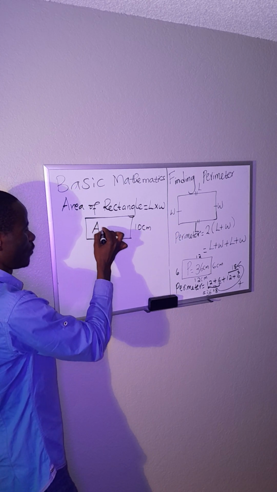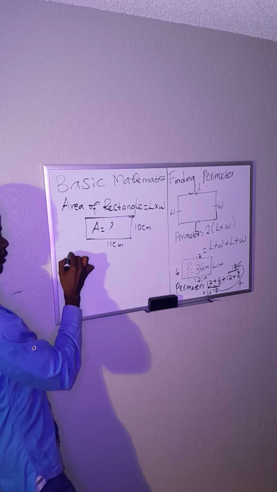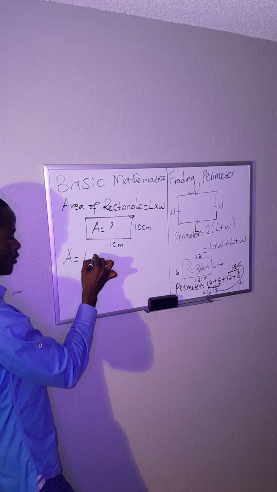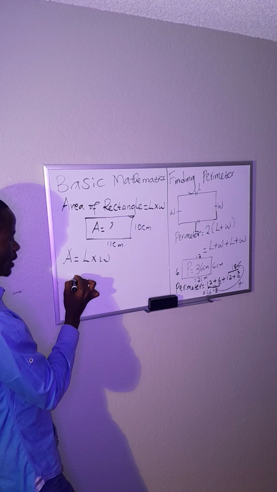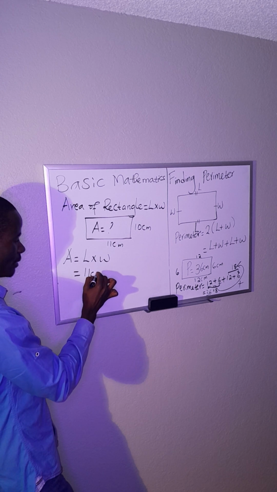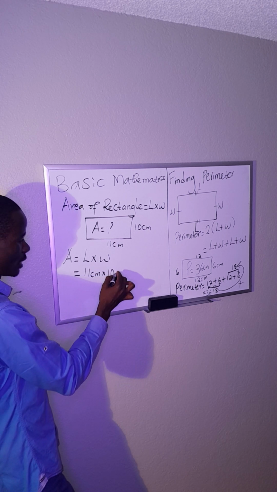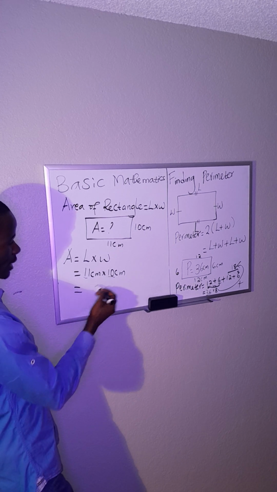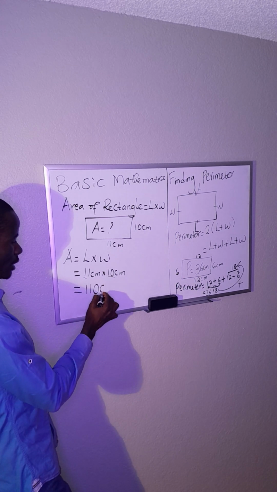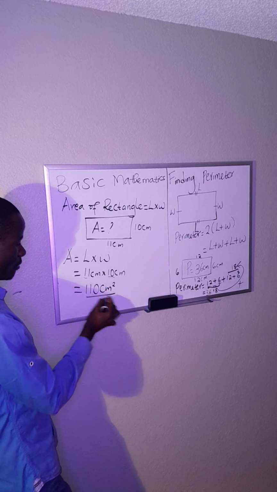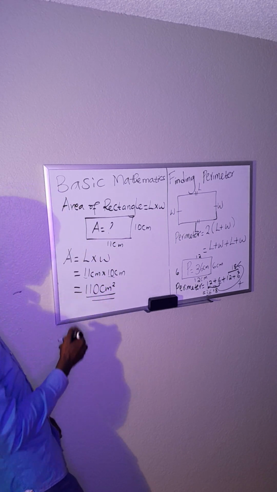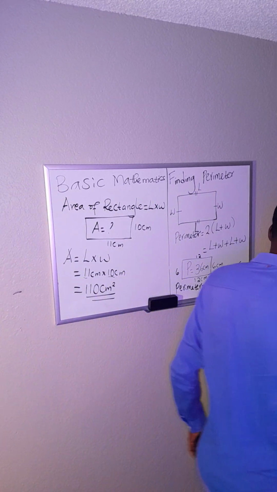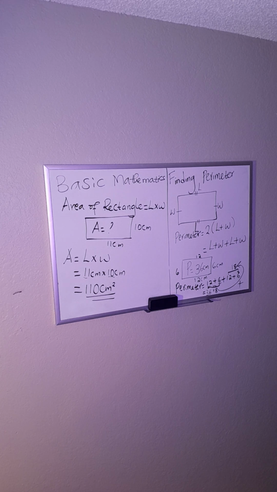So what is the area? I know that area of rectangle is equal to length multiplied by width. What is my length? My length is 11 centimeter. I multiply by width, which is 10 centimeter. So what is my total area? 11 times 10 is 110 centimeter square. Because we are calculating what? The area. So that is how you are supposed to be able to find the area of a rectangle. The next shape that I want us to look at is a square.